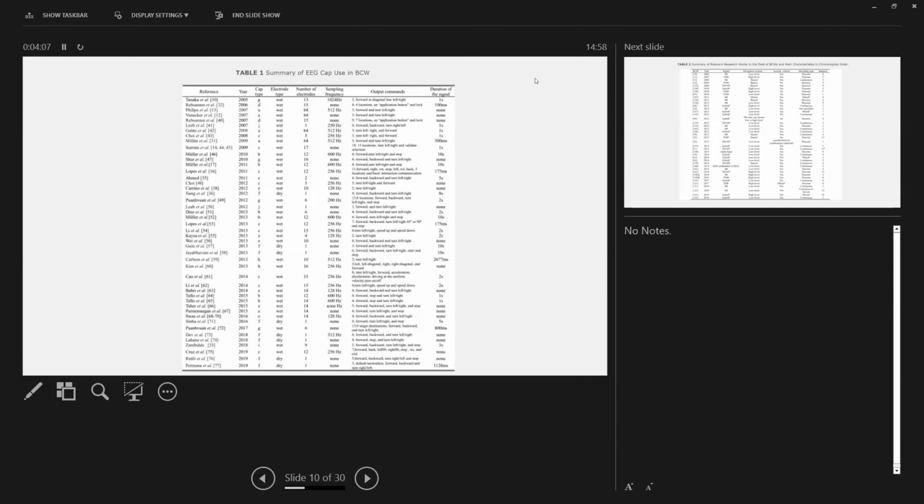This is a summary of a few of the research works on the EEG cap. As we can see, most of the EEG caps are the wet type, and dry EEG has been very rarely used because of poor accuracy in the results section.